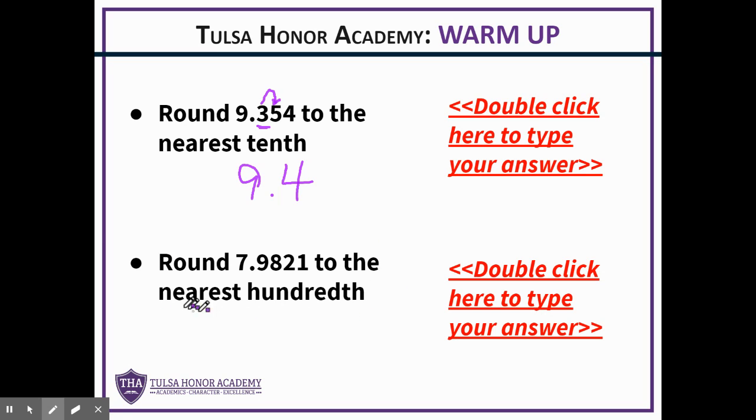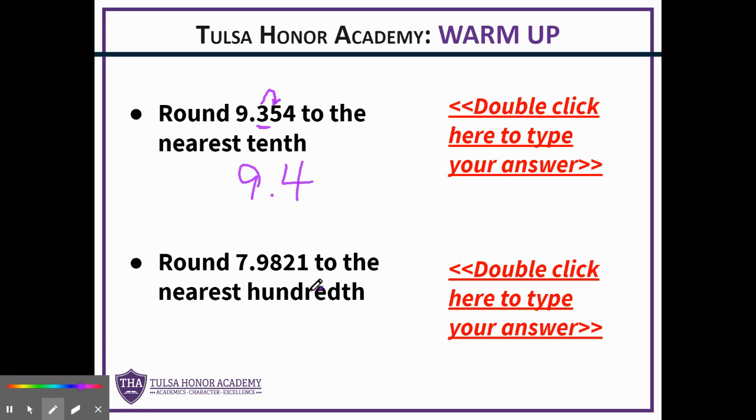Round 7.9821 to the nearest hundredth. Round 7.9821 to the nearest hundredth. And remember that if you don't want your peers seeing your answer, you can go ahead and type in the chat to me privately by clicking where it says everyone, and then just type in my name, and it'll send it only to me. You have 30 seconds.